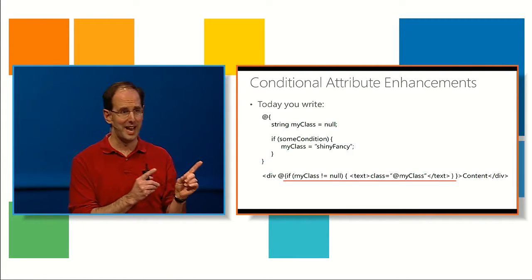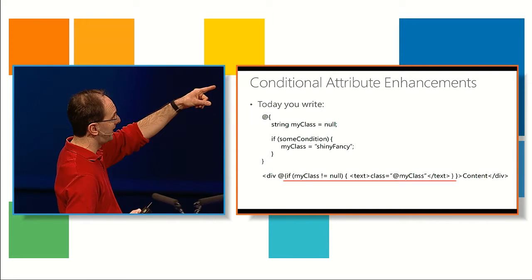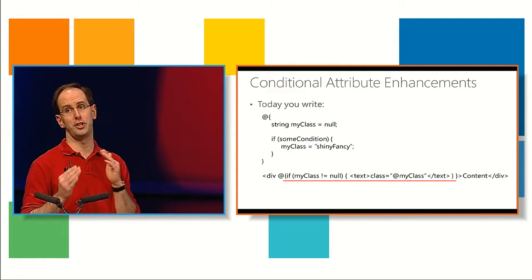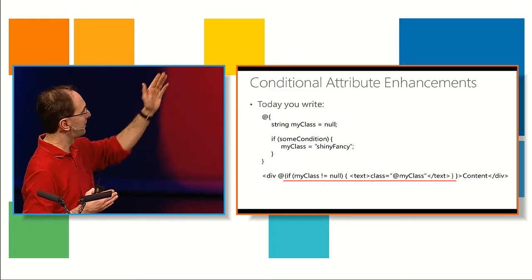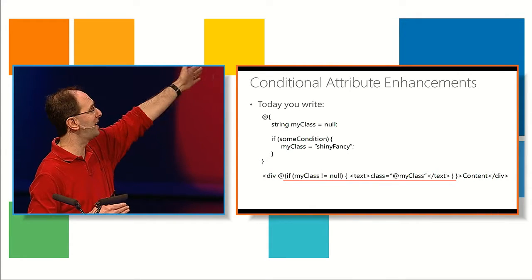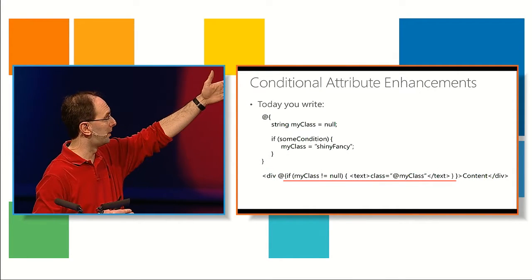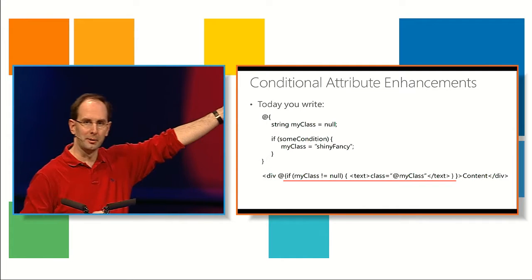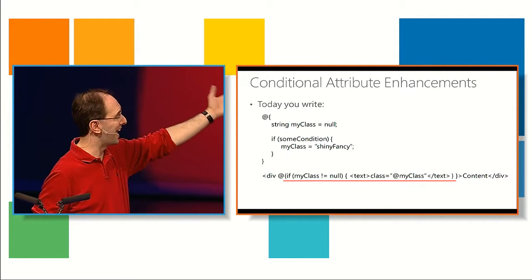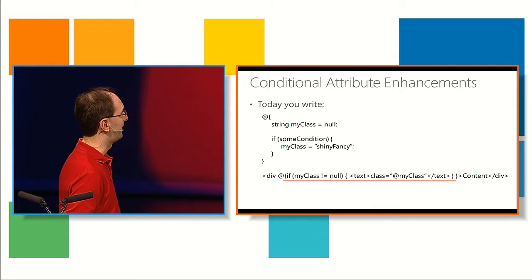Where it's not so elegant today is if you do that inside an HTML attribute that you want to conditionally show or not. So in other words, if this class isn't set, I want to hide the actual class attribute so that there's nothing on the element. And this is kind of how you do it today, which is not very intuitive and not very clean.